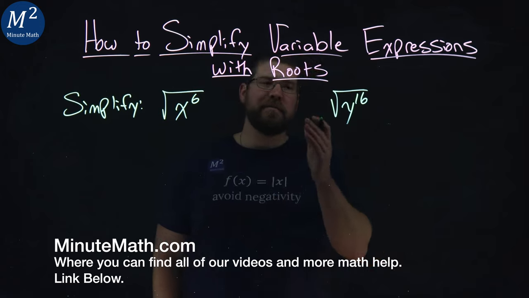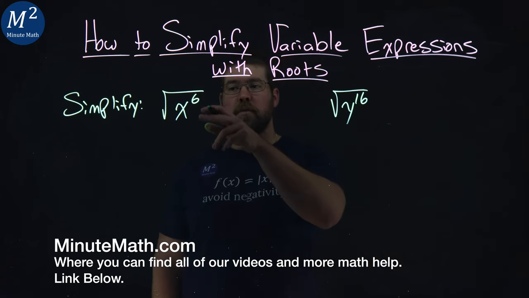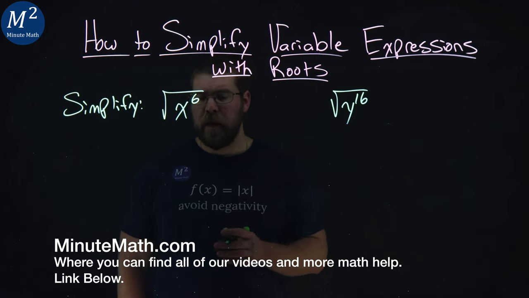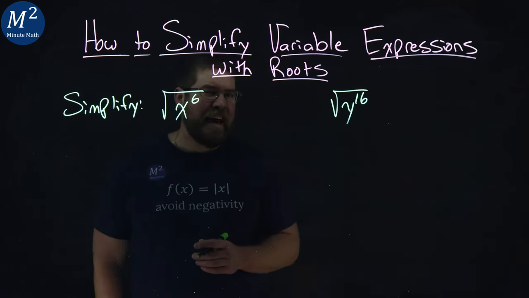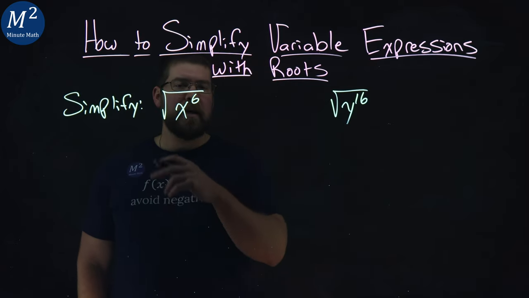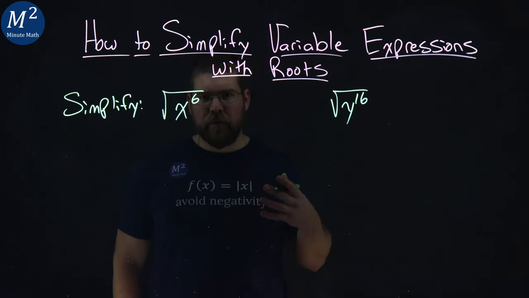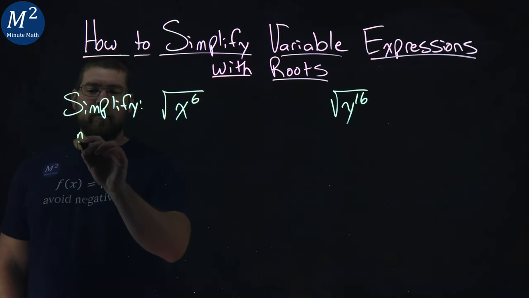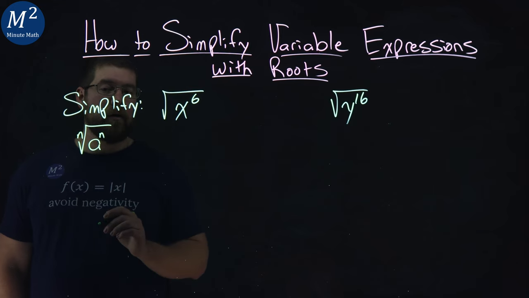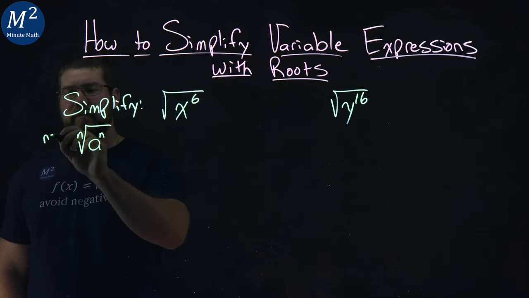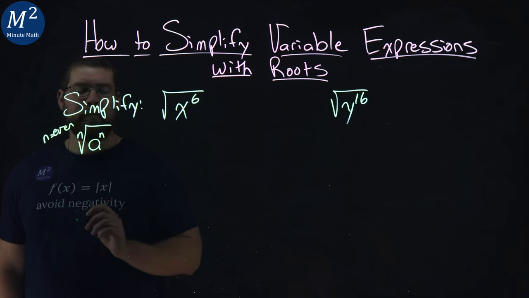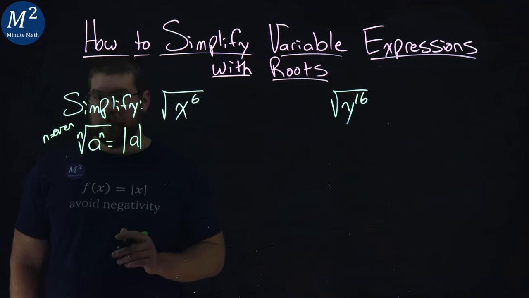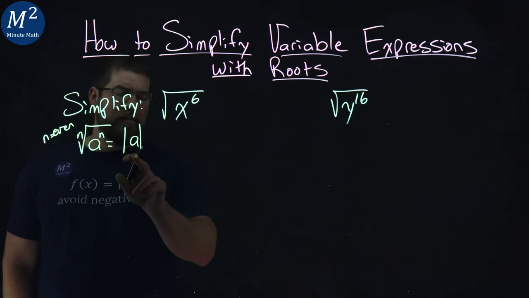We have two expressions here. We want to simplify the square root of x to the 6th power and the square root of y to the 16th power. Well, let's start with our first one, the square root of x to the 6th power. Notice again, square root is an even root. So what that tells us is that the nth root of a to the nth power, when n is even, equals the absolute value of whatever that a value is. So we have to make sure our final answer has an absolute value.